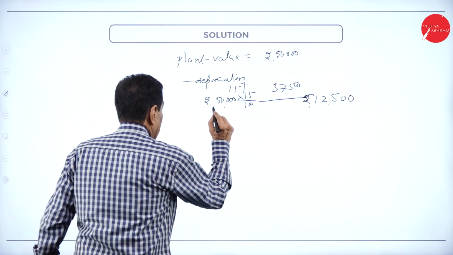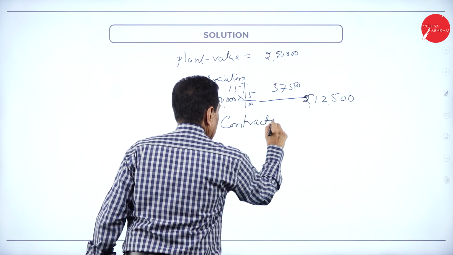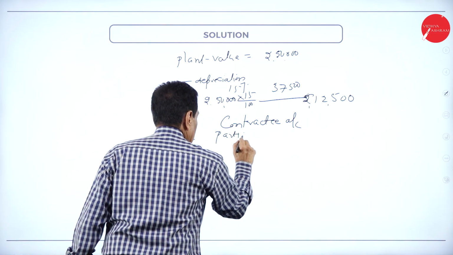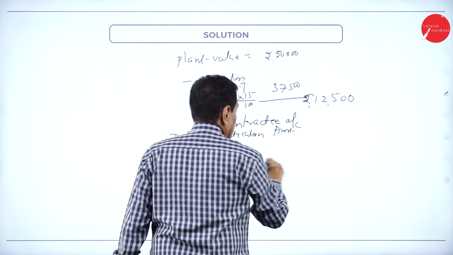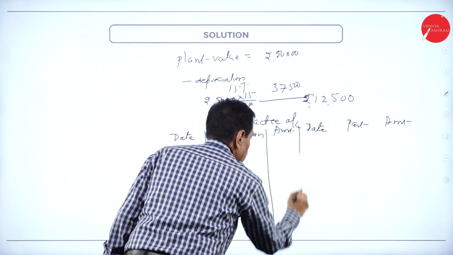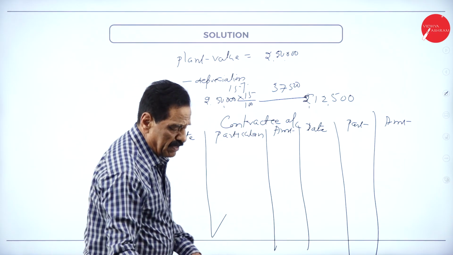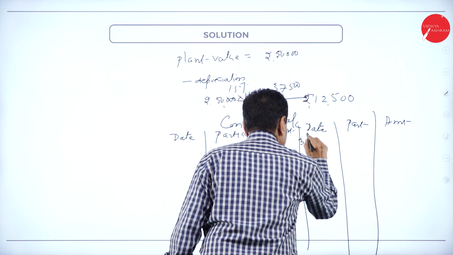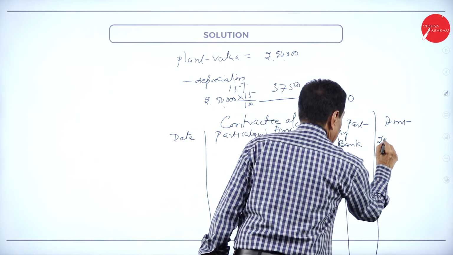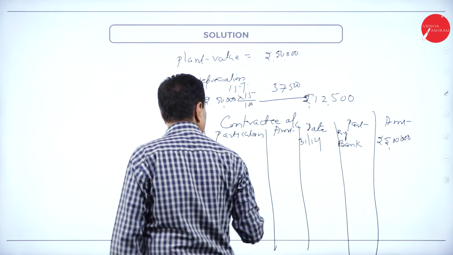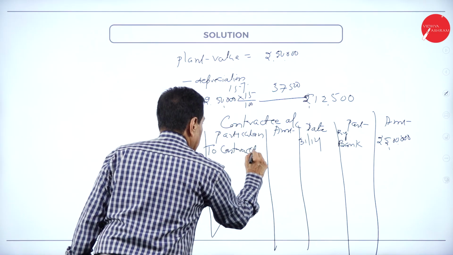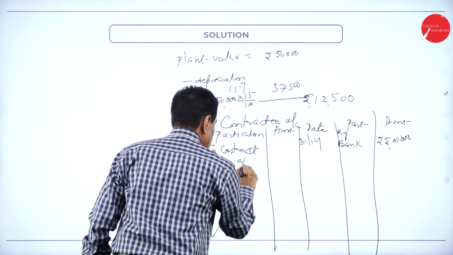Then contract account. Date, particulars, amount, date, particulars, amount. They have not mentioned the date now. We can say that date is 31st December. By bank. What's your contract price? 25 lakh, 1 year, full amount. 25 lakh. Come back here. 31st December. To contract account. In contract, we are writing the contract account. 25 lakh.